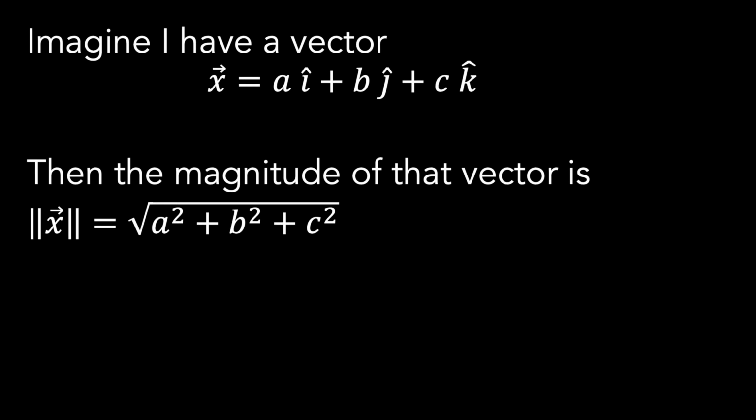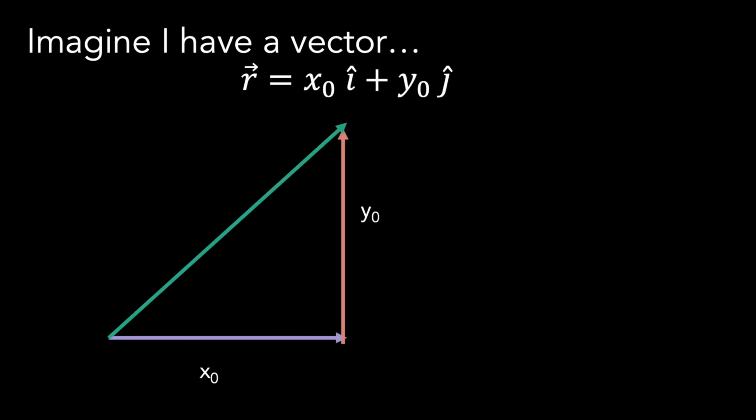And so to explain where that comes from, and for the remainder of the video, I'm actually going to switch to 2 dimensions, so the math is just a little bit easier, and we can talk about how we get that this is the magnitude. Let's imagine we have a 2-dimensional vector r, with components x naught in the i hat direction and y naught in the j hat direction. Now I've drawn x naught here in purple, y naught in orange, and the total vector r in green. You'll notice this makes a right triangle.